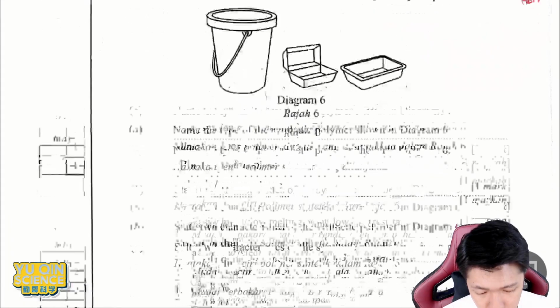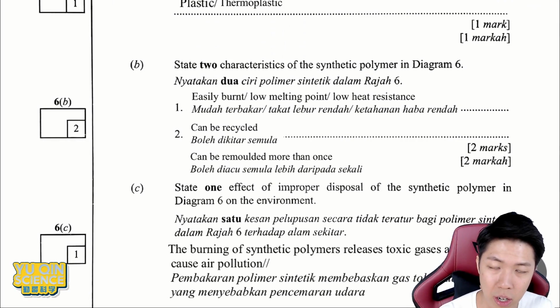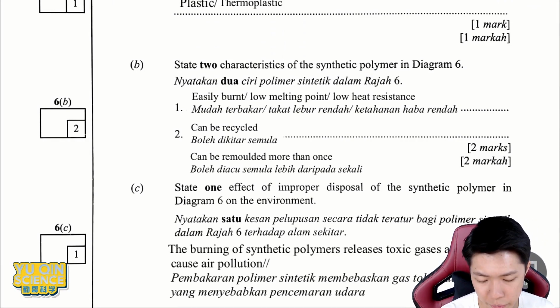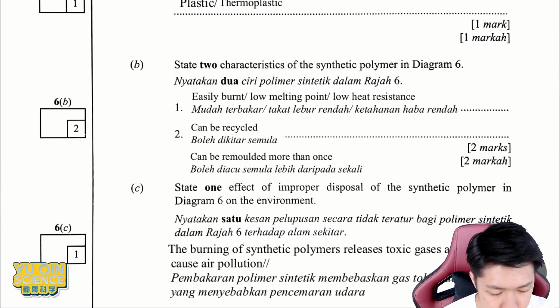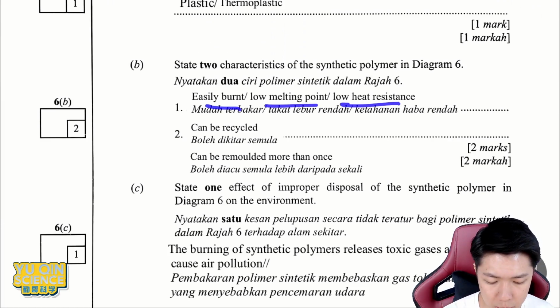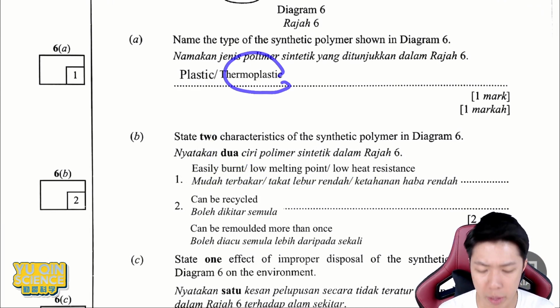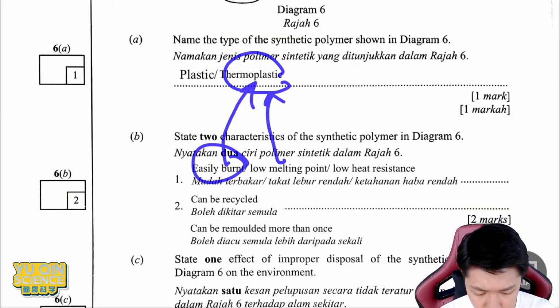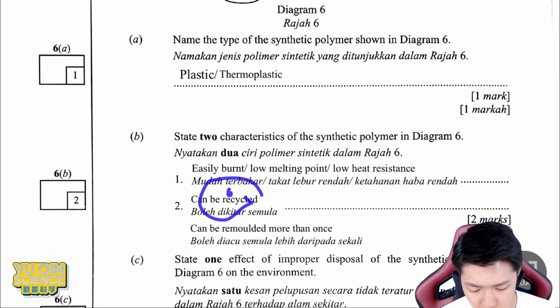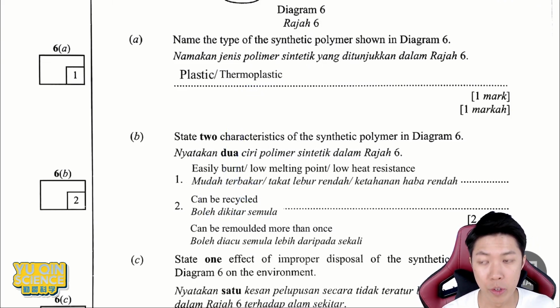Okay. So next, 2 characteristics of synthetic polymer. This one you must study. You must remember the properties or characteristics of man-made stuff. You can write: easily burns, low melting point, and low heat resistance. This refers to thermoplastic, because it's the lousy plastic, right? Remember? So you can refer to what you wrote also, no problem. Can be recycled also refers to that as well. Yep, no problem. All right.